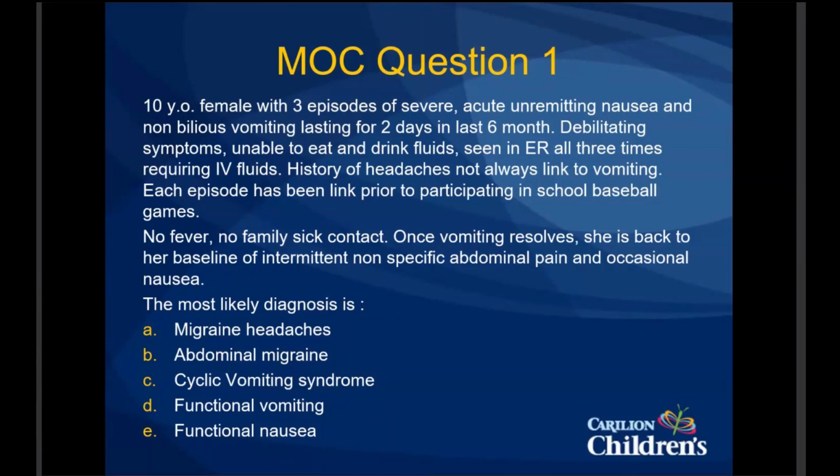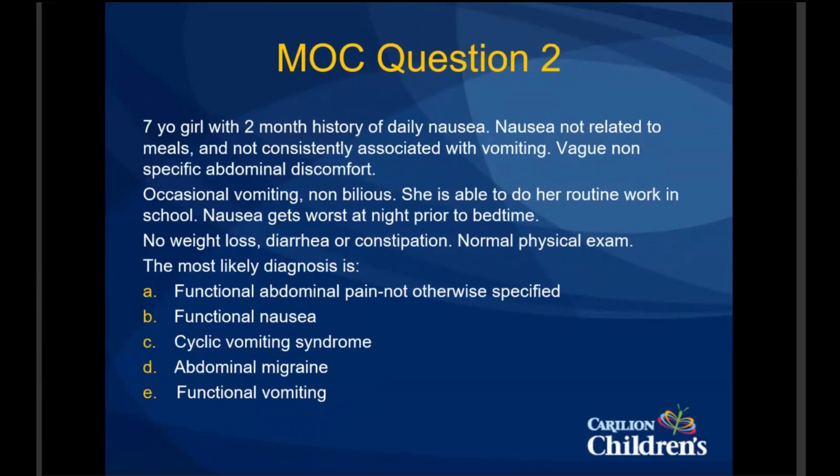The second question, a 7-year-old girl with a 2-month history of daily nausea not related to any meals and not consistently associated with vomiting. It's vague abdominal discomfort, occasional vomiting. She's able to do her own routine work. The nausea gets worse at night, probably because she's worried about the next day. No weight loss, diarrhea, or constipation, and a normal physical exam. So the most likely diagnosis is functional abdominal pain, functional nausea, cyclic vomiting syndrome, abdominal migraine, or functional vomiting. And this is the typical patient with functional nausea.